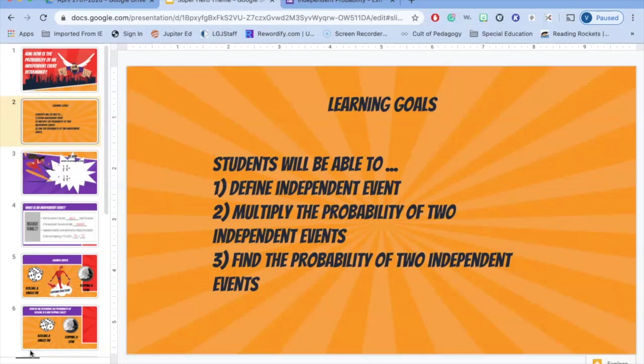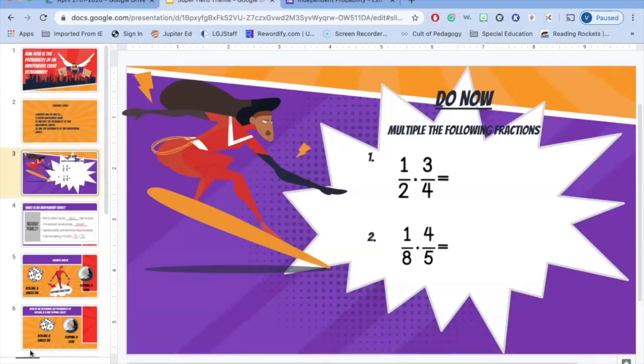But first, let's go back to a quick reminder. Our do now for today is multiply the following fractions. Number one says 1/2 times 3/4 equals blank. Number two says 1/8 times 4/5 equals blank.